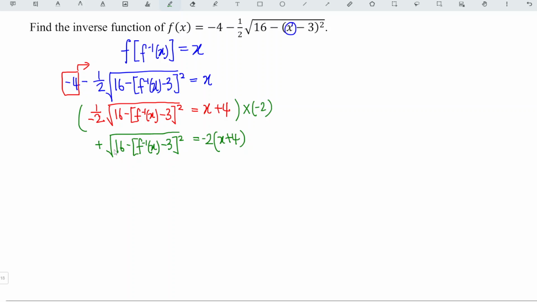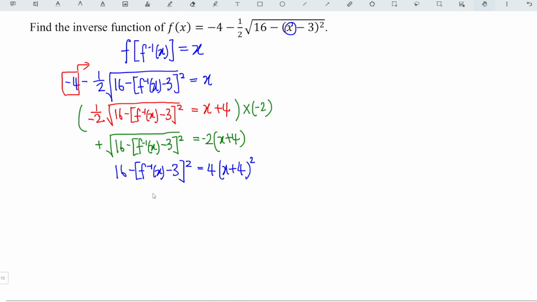Next is to remove the square root. So in other words, we square both sides. So we have 16 minus f inverse x minus 3 squared is equal to the square of negative 2 times x plus 4, which is 4 times x plus 4 squared.